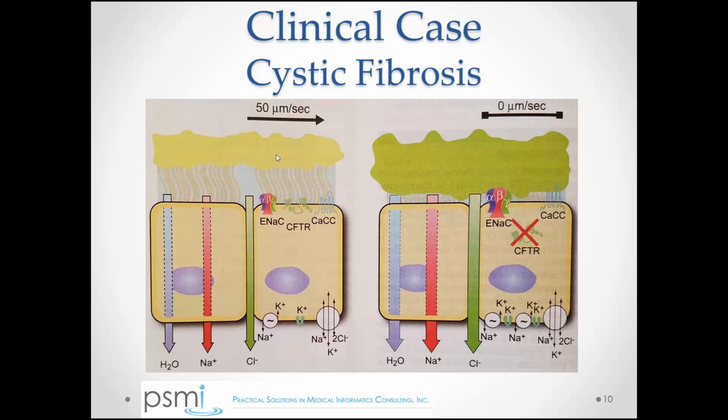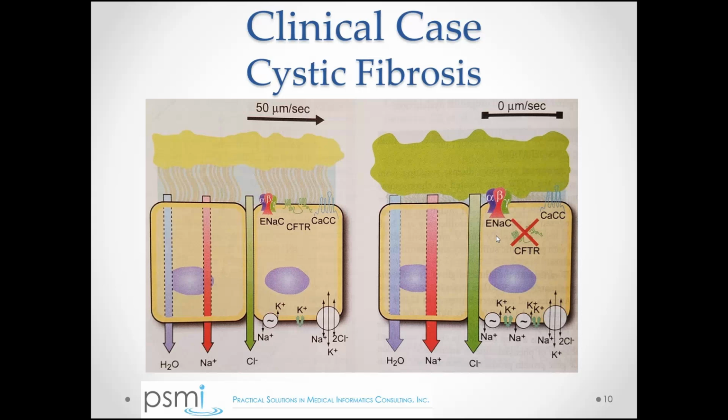So anyhow, here on the right, where we have a mutation in the gene, and as a result, we have a defective protein. What happens is the amount of sodium that actually is being absorbed increases. And the reason for that is that the CFTR receptor actually has an inhibitory effect on another transmembrane receptor, the epithelial sodium channel.